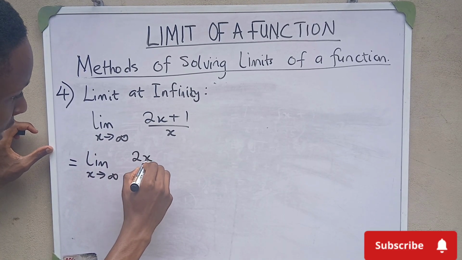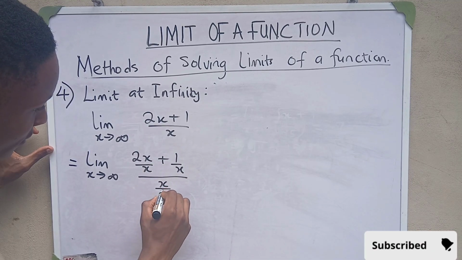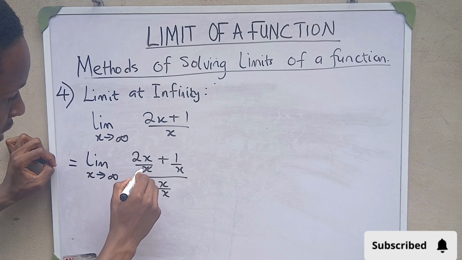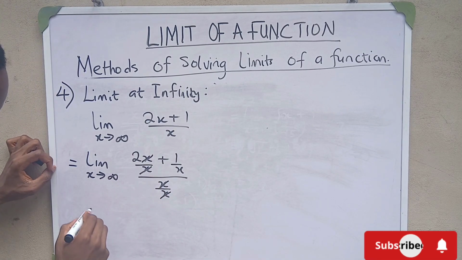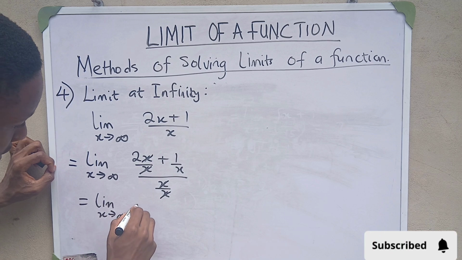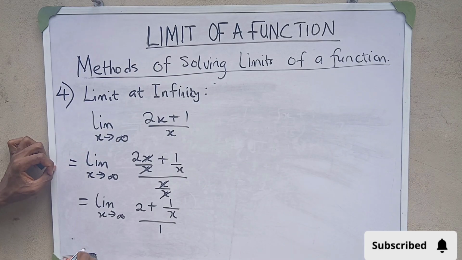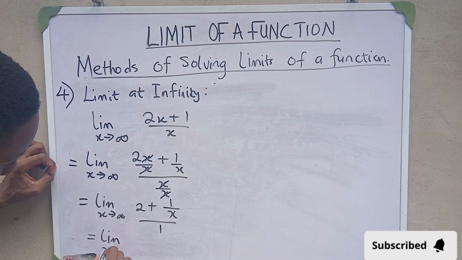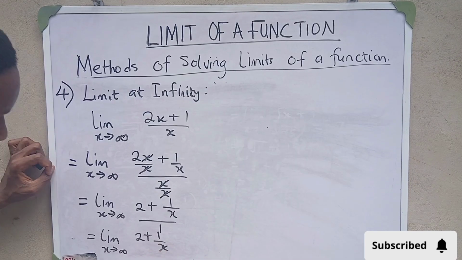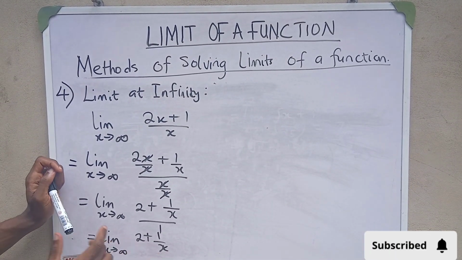So this is 2x over x plus 1 over x, all over x over x. So we divide everything by x. So this will cancel, this will cancel. So this is the limit of x approaching infinity, 2 plus 1 over x, all over 1. So this is the limit of x approaching infinity, 2 plus 1 over x. So now we substitute the value of x as infinity.